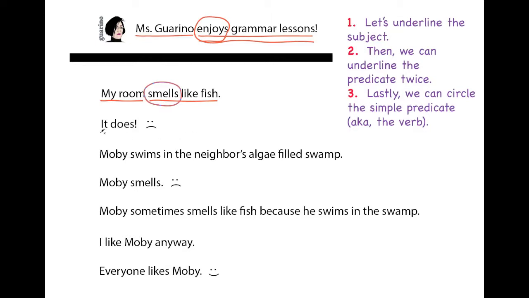In the next example, it does. It is the subject. Does is the predicate. Does is also the simple predicate or verb, so we'll circle does. Now take a moment to finish the rest of the examples on the screen. I hope you enjoy this.